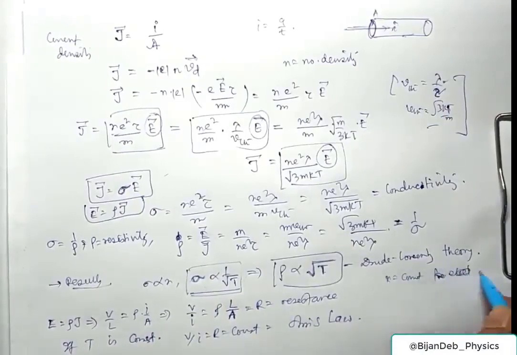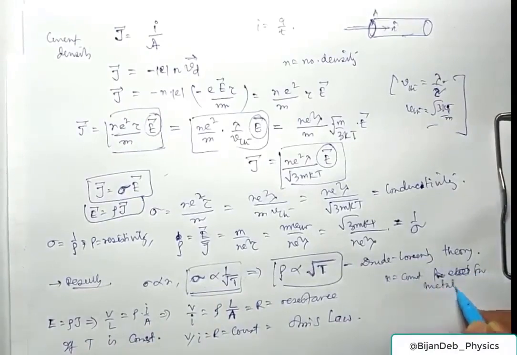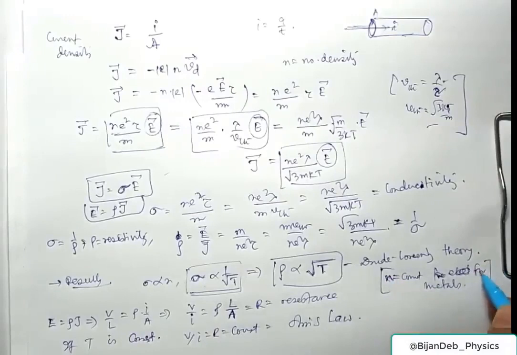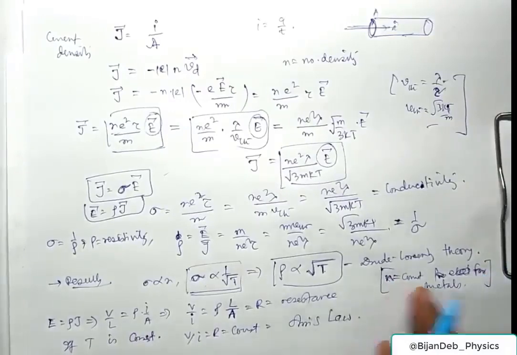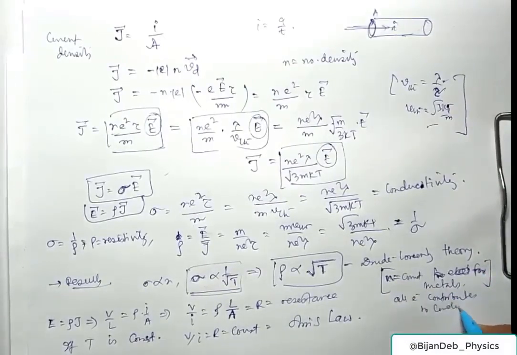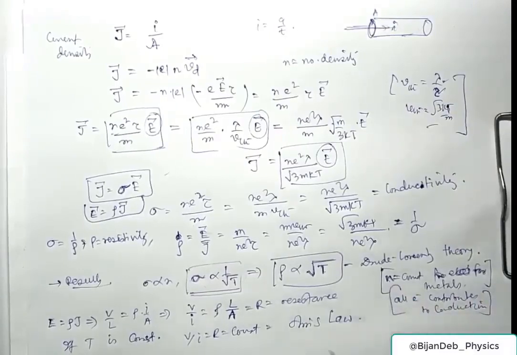Number density is constant for metal because all electrons are loosely bound and they appear in the conduction. This is one of the assumptions: all free electrons contribute to conduction. So almost the maximum number of electrons is contributed, and n will be almost fixed.